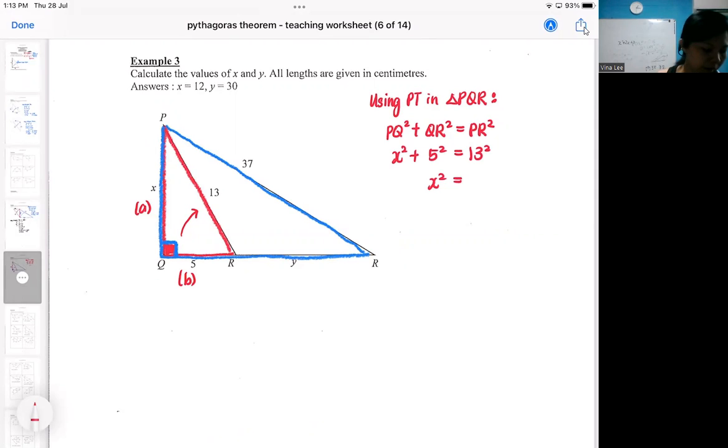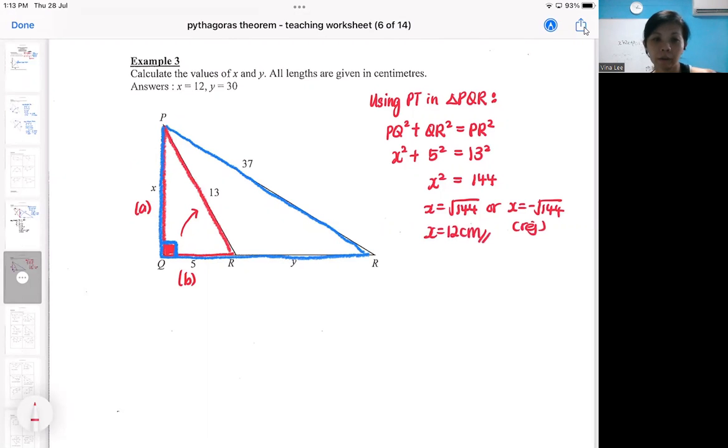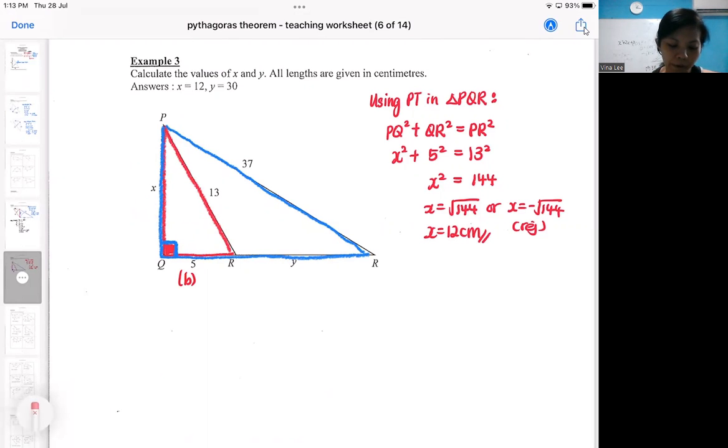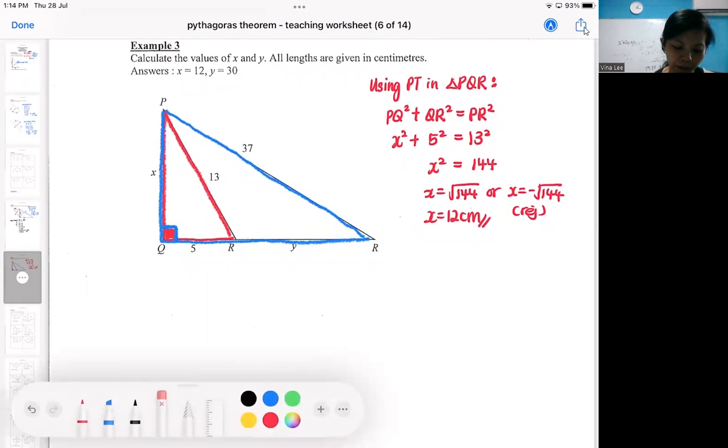So if you are very confident already, you can bunch and subtract at the same time. Then you take the positive square roots. So this is how you got your x. So we're going to be moving on to the blue right angle triangle. So if you find it confusing, I suggest you should erase off your marking. Otherwise, it can be quite confusing.